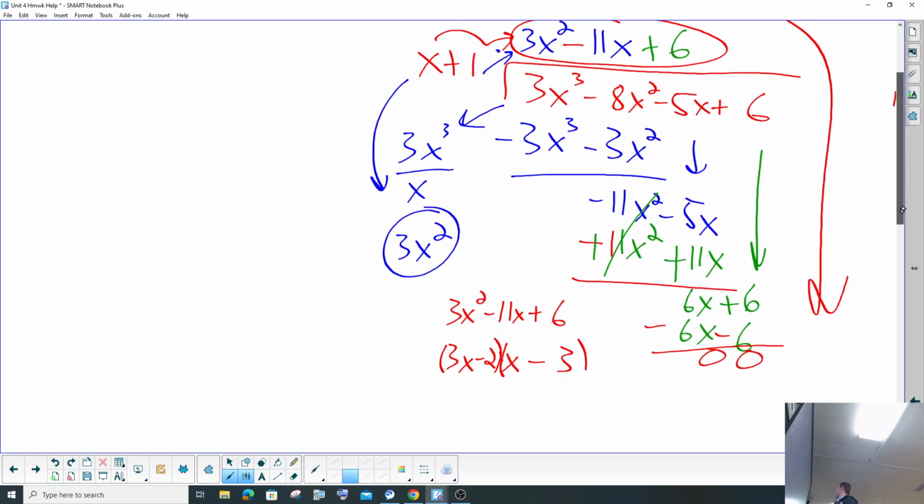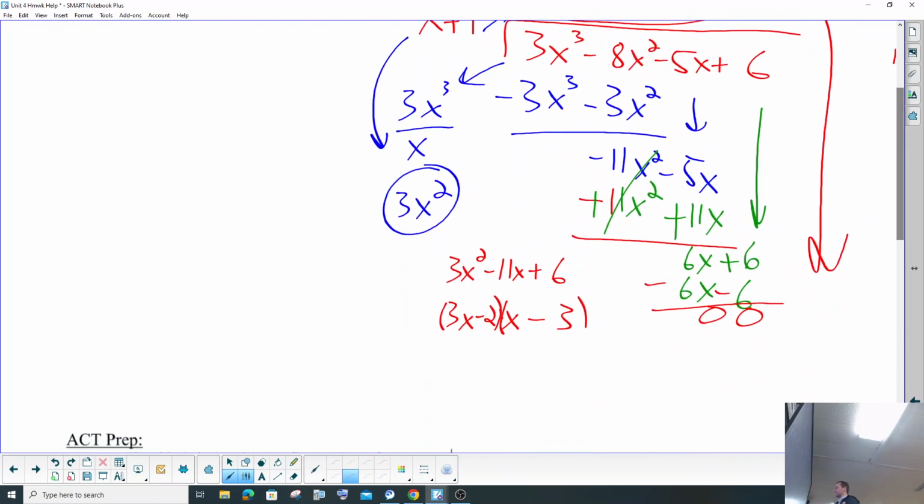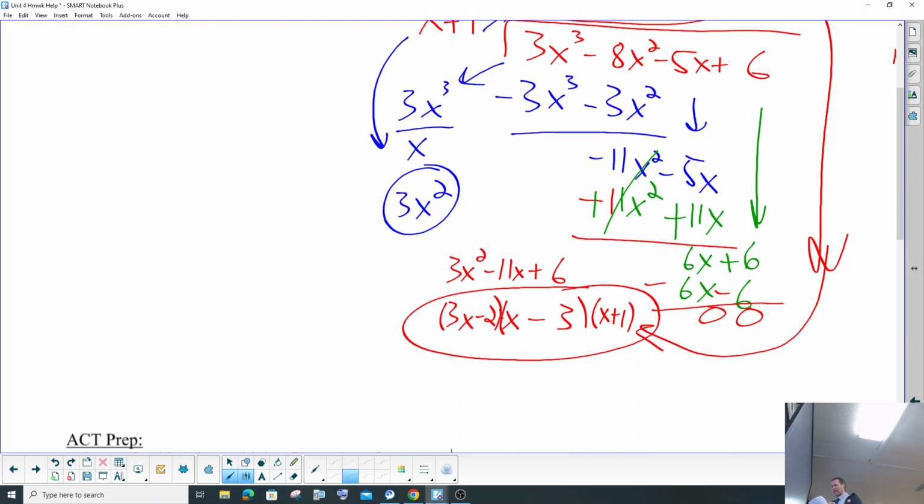And then we have to bring down our other factor, which is x plus 1. So we bring our x plus 1 down as well. So those are our factored answers. Just double check there. We did that right. Good. Okay. So then we get an x equals 3 and we get an x equals negative 1.